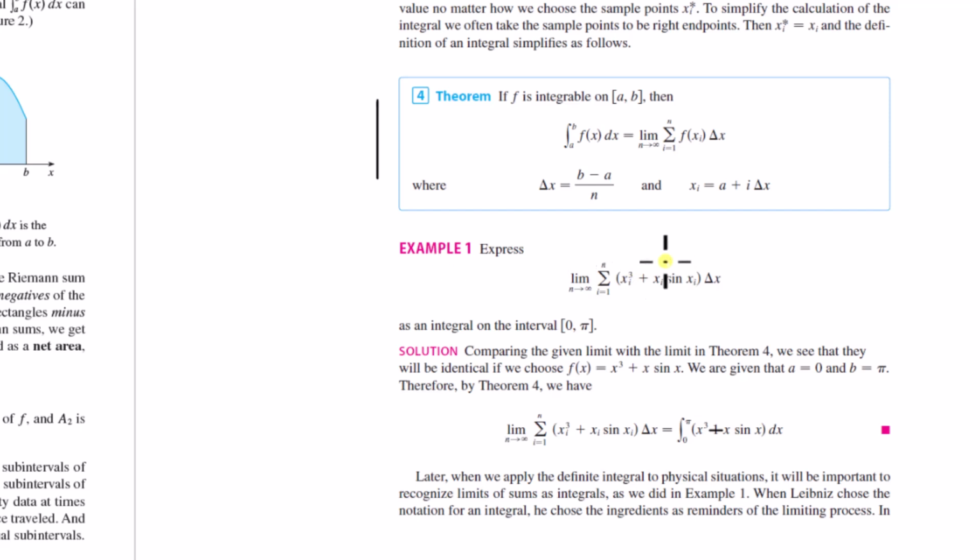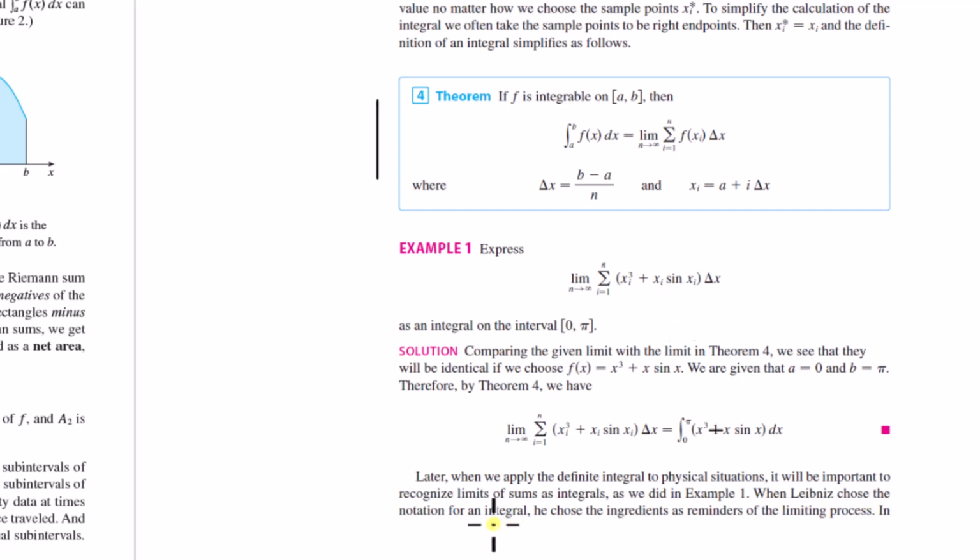Okay, but we can see this is a Riemann sum using right endpoints, but we're taking the limit as n approaches infinity, so it's just the definite integral. It says, later when we apply the definite integral to physical situations, it will be important to recognize limits of sums as integrals, as we did in example 1. So yeah, you want to be able to recognize these limits of sums here as integrals.